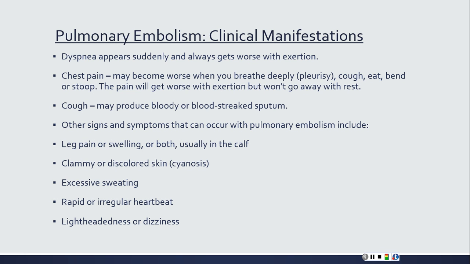Clammy or discolored skin basically just means, hey, we are lacking oxygen somewhere. Reduced oxygenation, diminished tissue oxygenation. Excessive sweating, rapid or irregular heartbeat, lightheadedness or dizziness. The excessive sweating and the rapid or irregular heartbeat, what is that a sign of? Anxiety, absolutely. And probably they're going into the fight or flight response. The sympathetic nervous system has been activated.